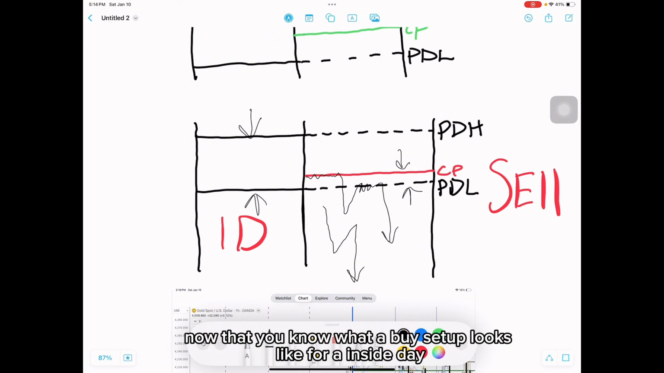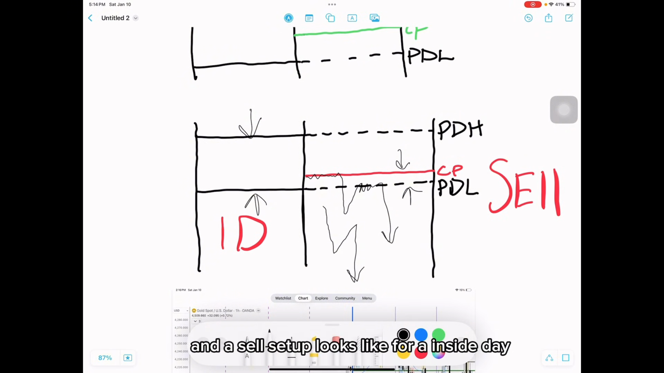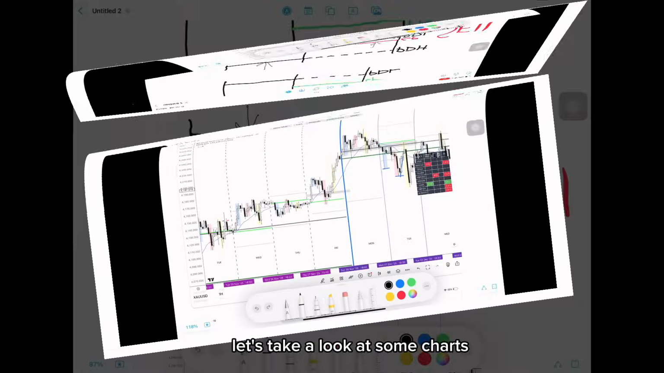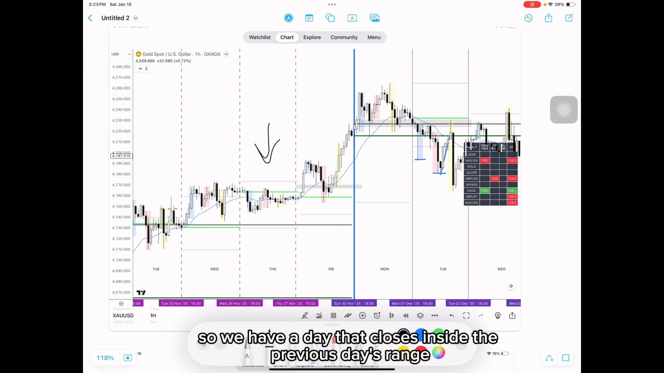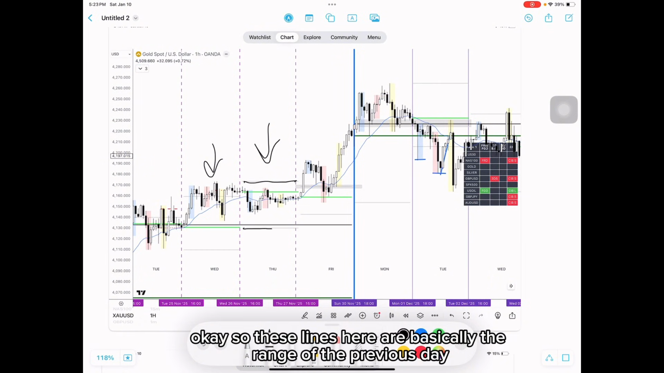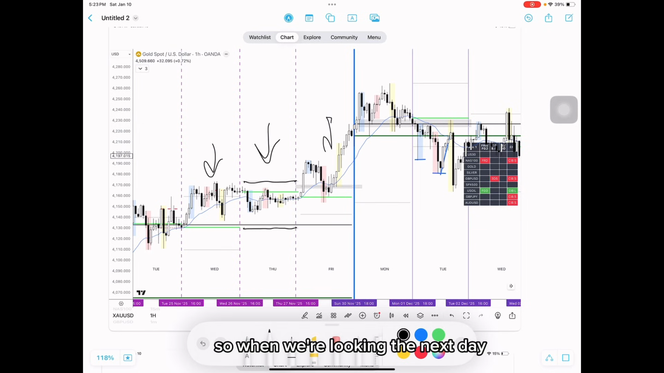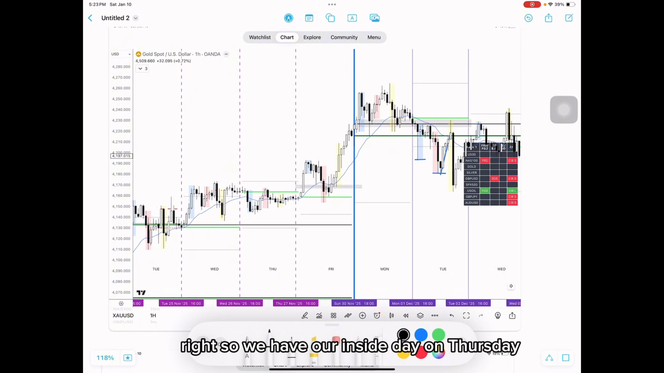Now that you know what a buy setup looks like for an inside day and a sell setup looks like for an inside day, if we're talking about trend trades, let's take a look at some charts. All right, so we're on gold and we actually have an inside day on Thursday, right? So we have a day that closes inside the previous day's range, okay? So these lines here are basically the range of the previous day. When we're looking at the next day, this is the range of the inside day, okay? So just for future reference, we have our inside day on Thursday.